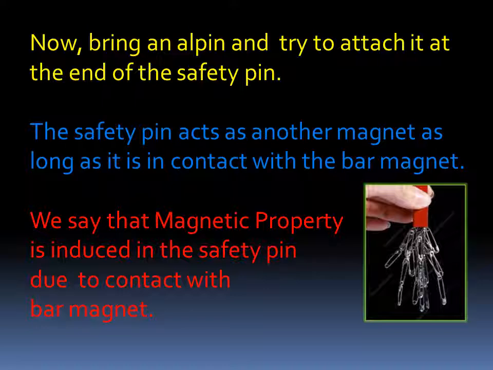The safety pin acts as another magnet as long as it is in contact with the bar magnet. That's why all the safety pins get attracted to the remaining safety pins. We say that magnetic property is induced in the safety pin due to contact with the bar magnet.